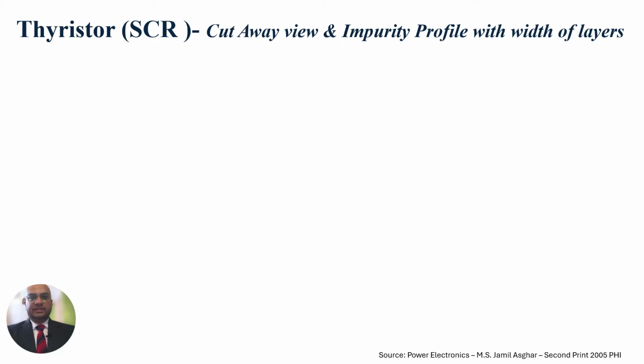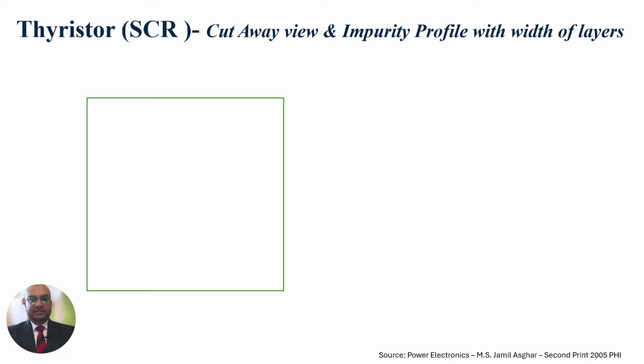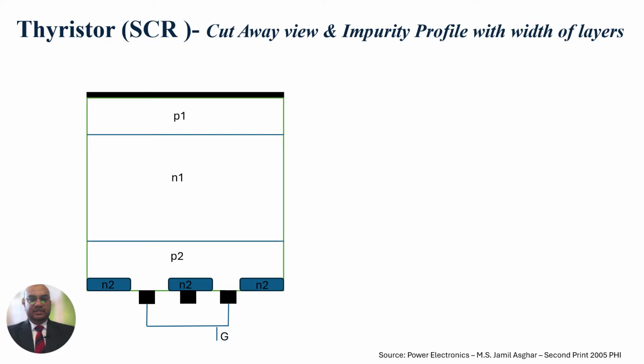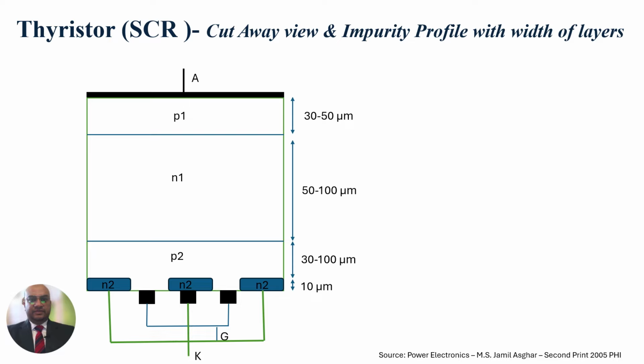Now let's see the cutaway view and the impurity profile with width of layer view of a thyristor. It is interesting to see here that in a box where we can cut it in four different layers of P1, N1, P2 and N2, with this black metal layers, we can connect one of the terminals here as gate, whereas the other terminal can be connected here as cathode, where N2 are connected together, and then this black terminal on the above is represented as anode. The width of each layer is not equal. As we can see here, the width is represented for P1 as 30 to 50 micrometers and N1 from the range of 50 to 100 micrometers, P2 in the range of 30 to 100 micrometers, and N2, the smallest layer, it's of 10 micrometers.